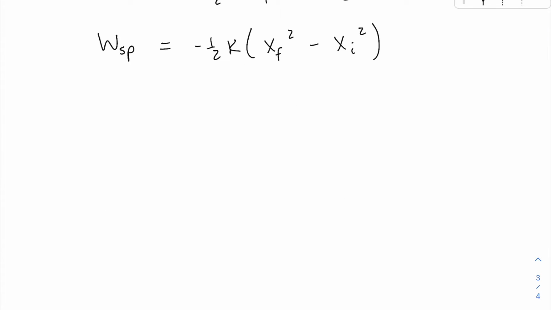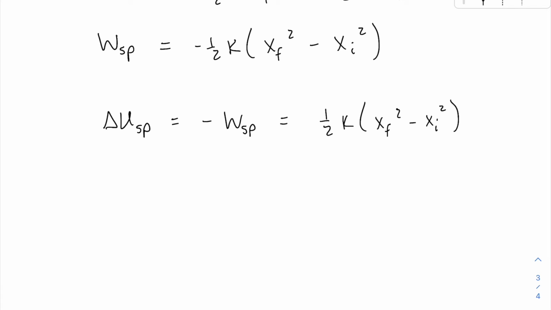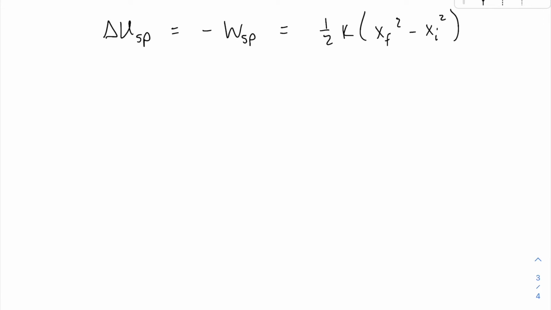So since this is a conservative force, what we're going to do is define the change in spring potential energy as the negative of the work done by the spring, and in this case that's going to be equal to 1/2 k times x final squared minus x initial squared. For AP, the equation sheet tells you that spring potential energy is 1/2 k x squared. So this is given on the equation sheet.